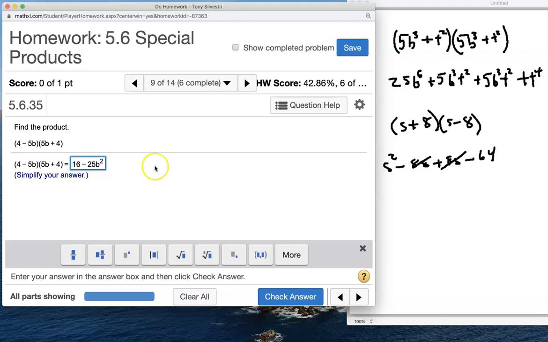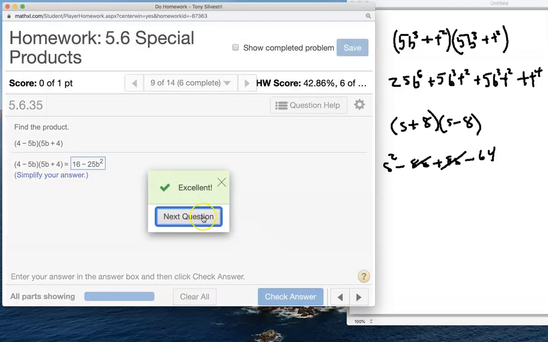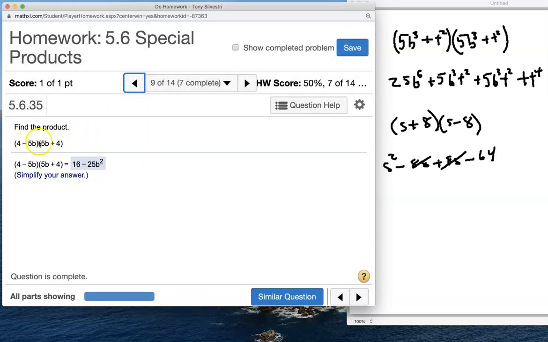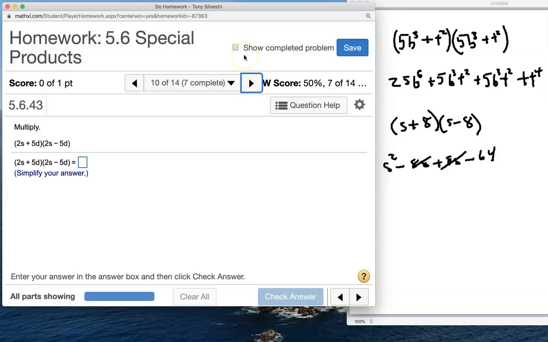Let's see if that's right. Sure it is. And let's go backwards. Even if you didn't see this little trick, do a first, outer, inner, last. You're going to get two terms that cancel out to give you that. Everything basically ends up being a FOIL in Algebra 1 and 2, most of the problems. Let's see what the next one is.